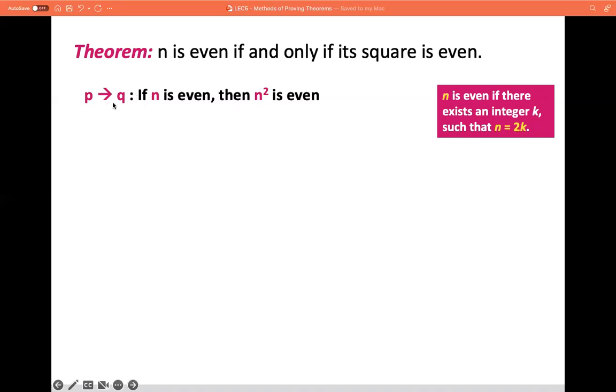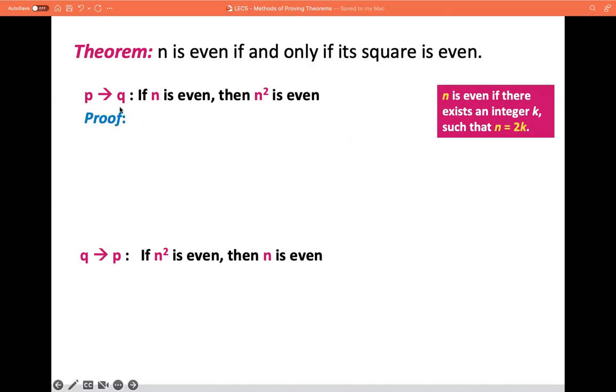P implies Q can then be: if n is even, then n squared, or its square, is even. Meanwhile, Q implies P can be expressed as: if n squared is even, or if its square is even, then n is even. If we can prove that P implies Q and Q implies P, then we can prove the validity of this theorem, or if and only if theorem.